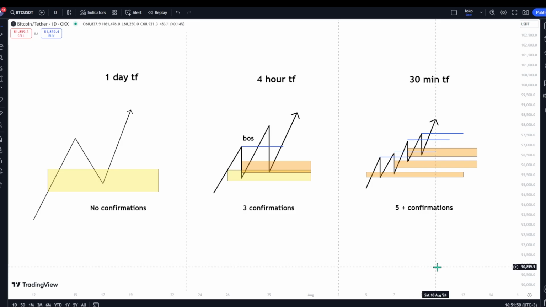So let's sum up our graph example. The first thing you need to do is go to the highest time frame, define your trend and look for the point of interest zone.